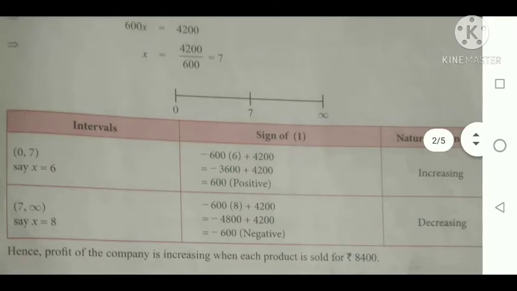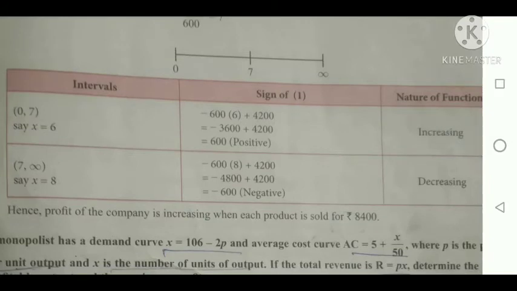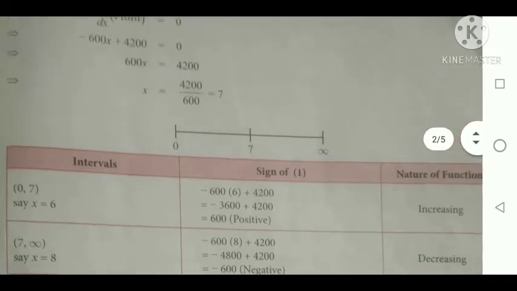After that we go to the decreasing function. For example, for x from 7 to infinity, we may take the next term, that is x equal to 8. Therefore minus 600 into 8 plus 4200. We are getting the value minus 600. It is negative. Therefore the function is decreasing. Hence the profit of the company is increasing when each product is sold for 8400, because we are getting the value 0 to 7 that is only increasing. Therefore if we sell for 8400, the profit of the company is increasing. That is the concept here.